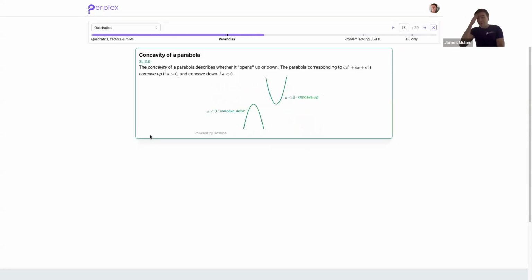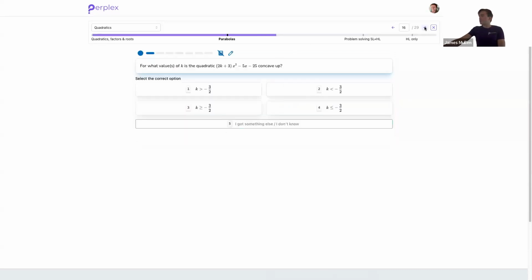All right, the concavity of a parabola, we talked about this a second ago a little bit, but it just describes whether the parabola is opening up or opening down. So a concave up parabola, the U of the parabola is pointing up, and a concave down, the U is pointing down. And whether a parabola is concave up or down just depends on the sign of a, the leading term. So if a is positive, we're going to have a concave up parabola, and if a is negative, we're going to have a concave down parabola.